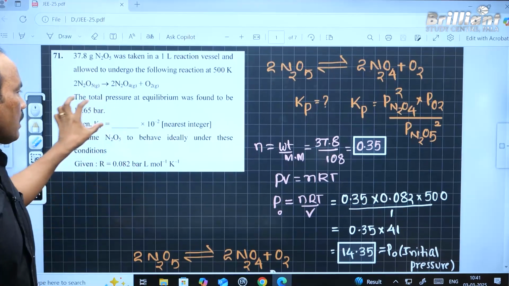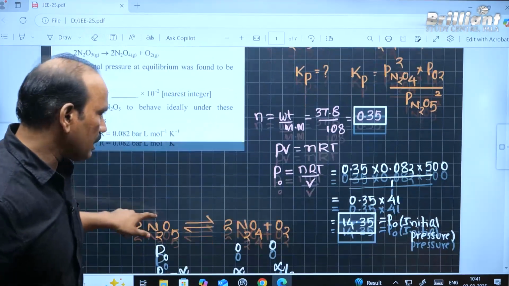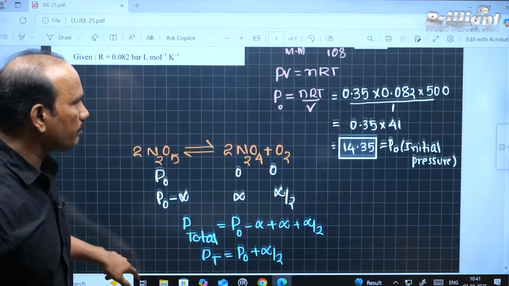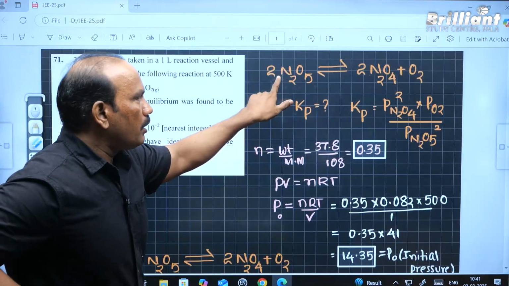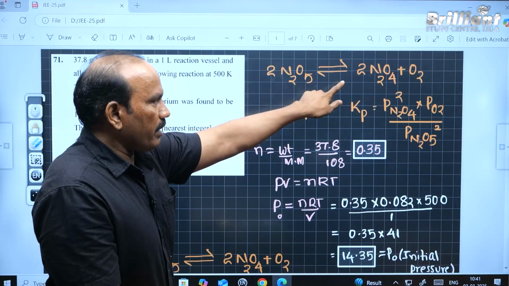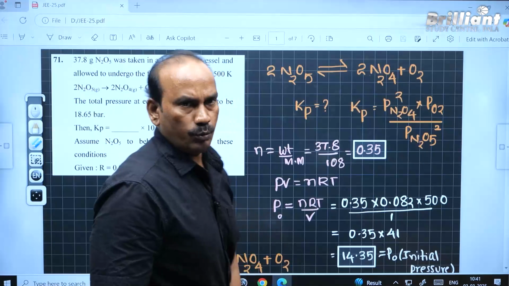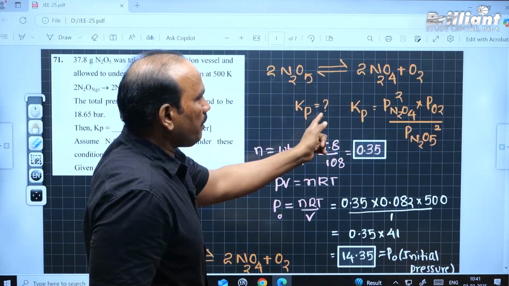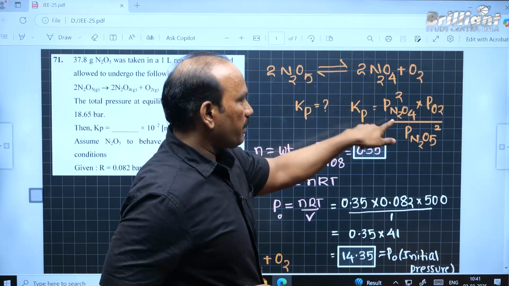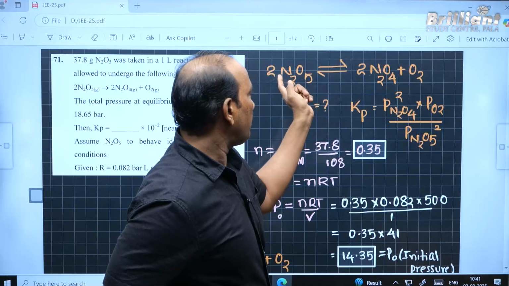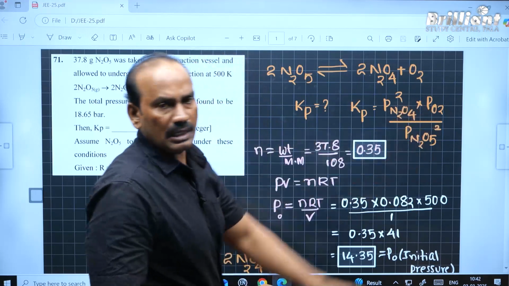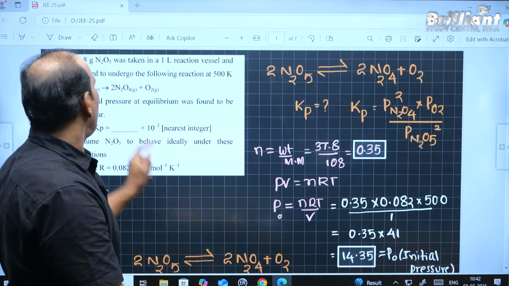Now, first we calculate, what is the target? The target is Kp. 2 N2O5 reversible reaction to N2O4 plus O2. Then Kp equals pressure of N2O4 whole squared times pressure of O2 by pressure of N2O5 whole squared. This is the target. The next one is the given.